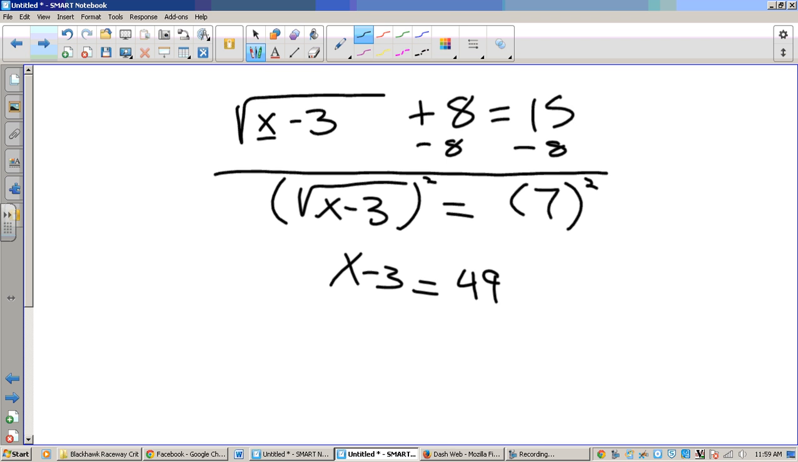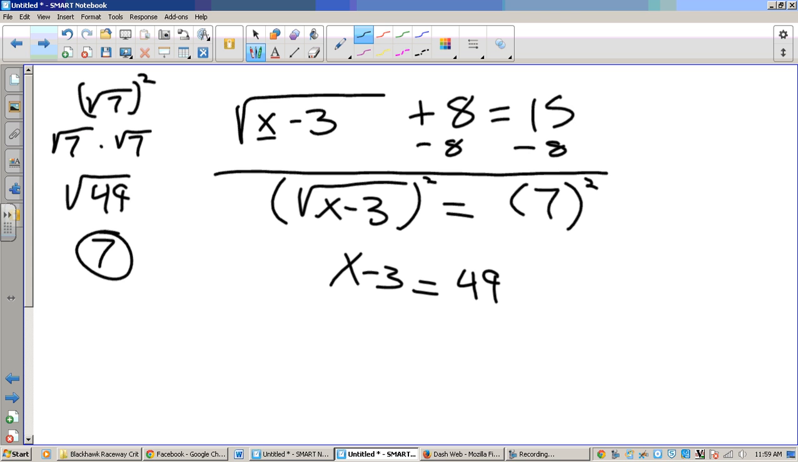Anyway, just like if I took the square root of 7 times the square root of 7, that's a better way to explain it, I know that that is the square root of 49, and the square root of 49 is just 7. So anything, when you square it, you just take the square root off of it, okay?